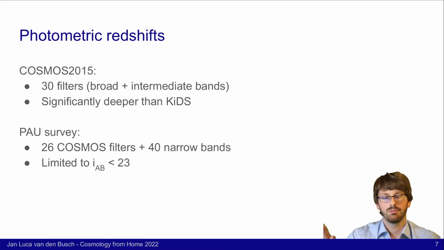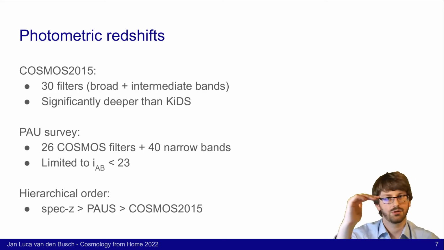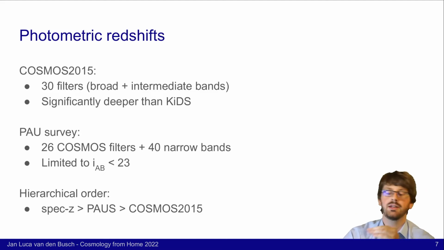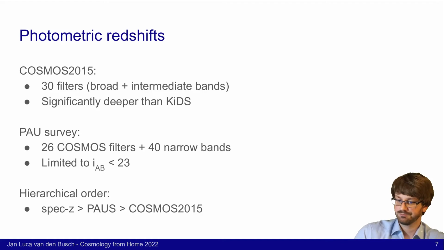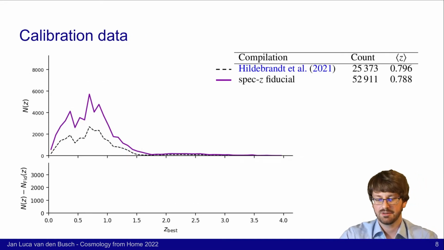And if we combine these 3 data sets, we always maintain a hierarchy. So we always prefer the spectroscopic redshift. If that's not available, we rely on a PAU photometric redshift, and then finally we take a Cosmos 2015 photometric redshift as our redshift estimate. And this allows us to construct different subsets of the calibration data, as we can see here in this redshift distribution comparison and a comparison table of these data sets.